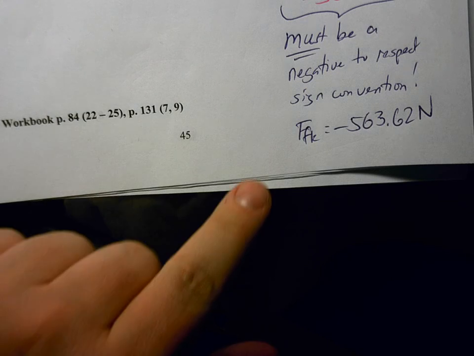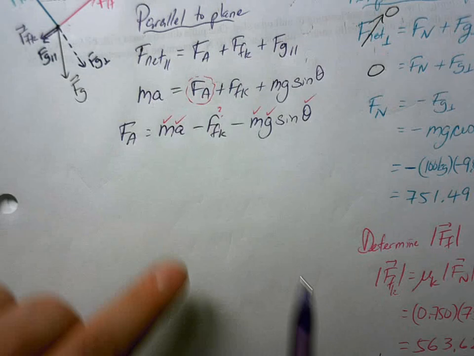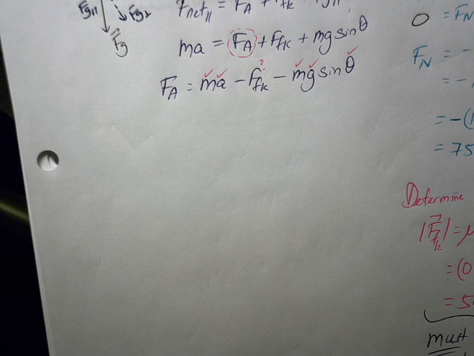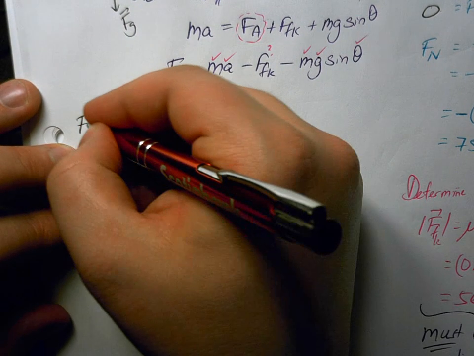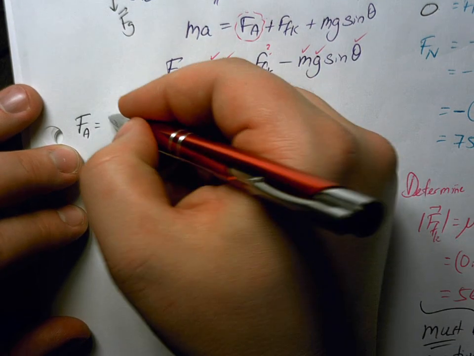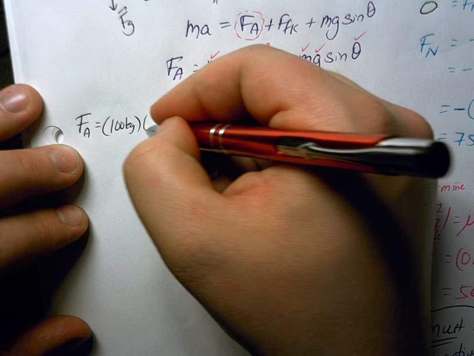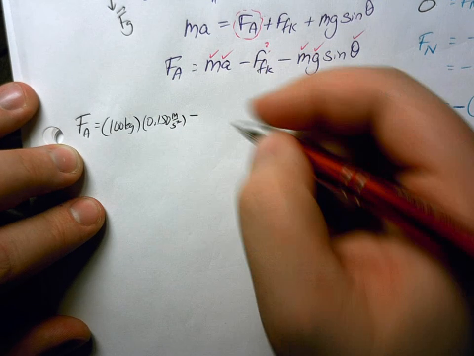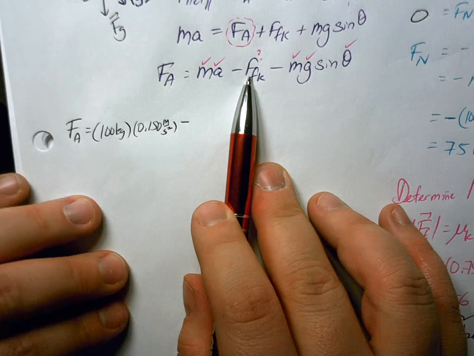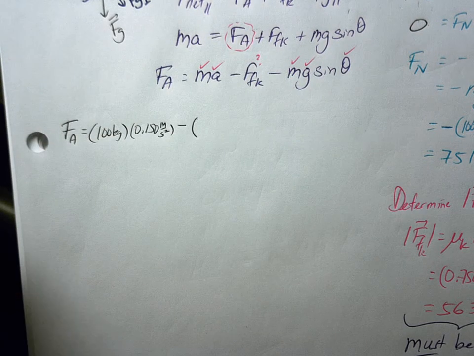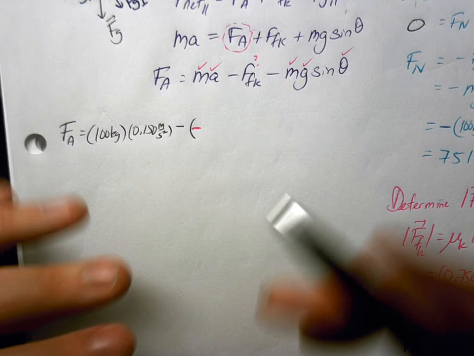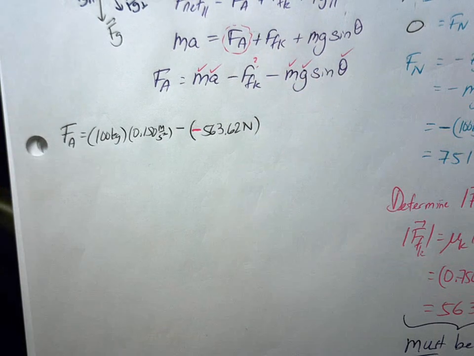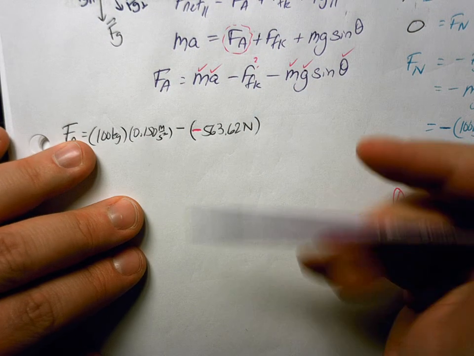So now that we know FFK, we can plug that into here. So this is going to be a big equation. So let's plug in what we know. So my applied force is going to be the mass times the acceleration. And then I have to subtract off my value of the force of kinetic friction. But that's where we're going to put in that negative. And then we have this 563.62 newtons. Again, we're going to use our unrounded value here.